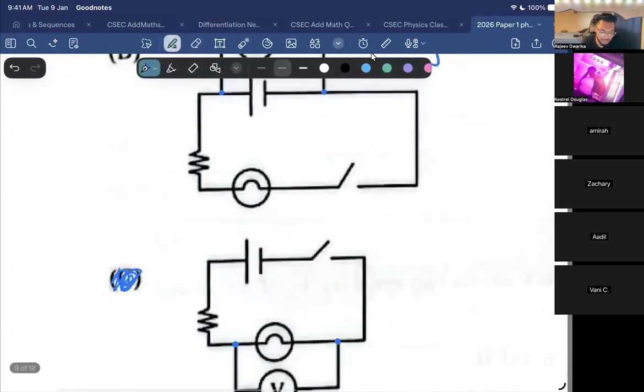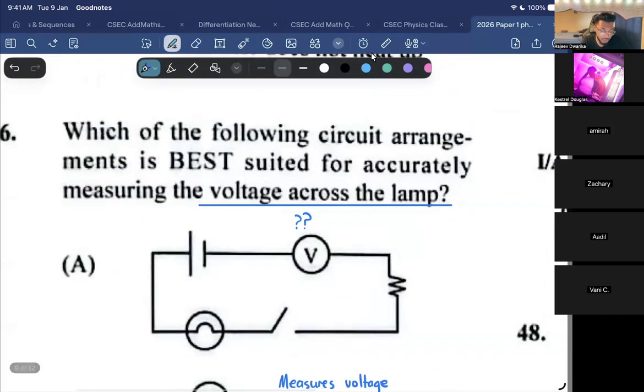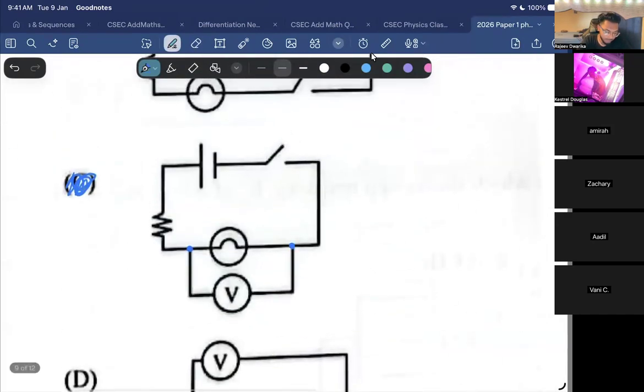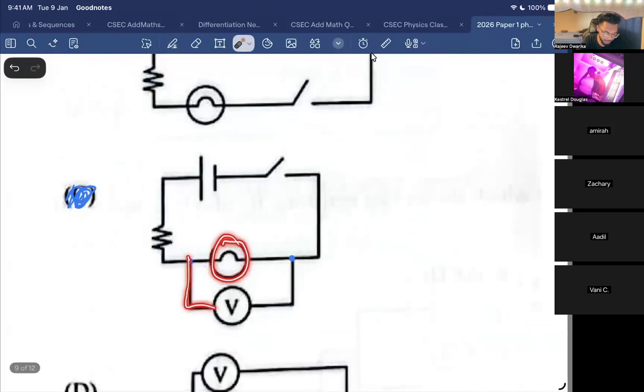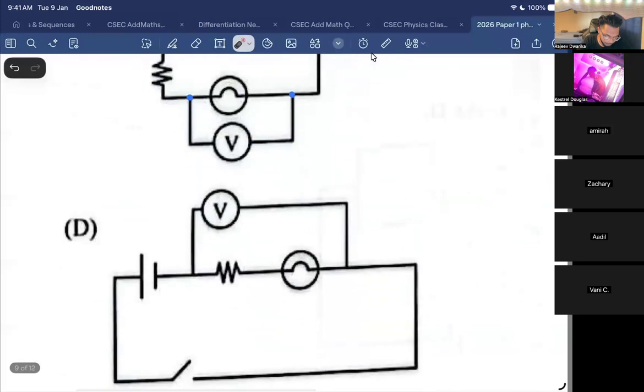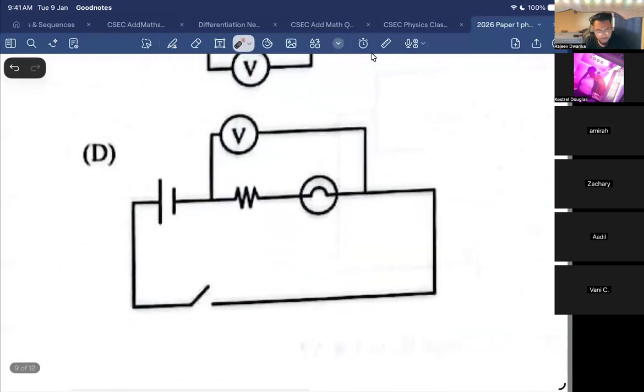Now, see the answer. In the question, they wanted us to measure the voltage across the lamp. And this is the lamp, and we're measuring the voltage across it. That's the answer. Why is D wrong, Kestrel?